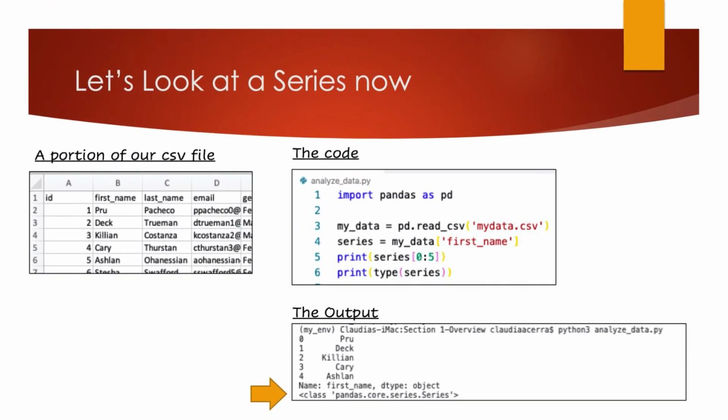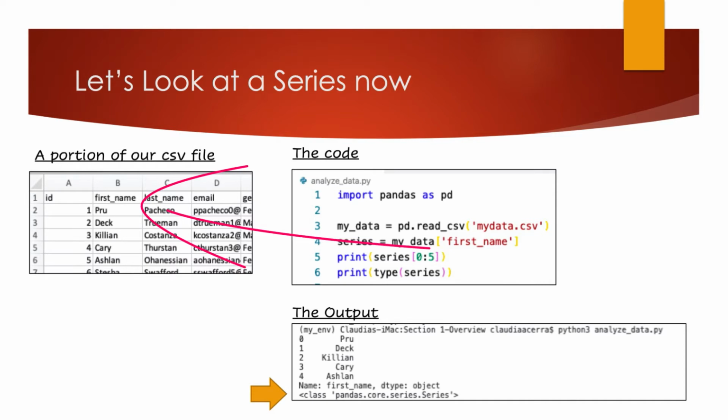All right, we looked at the data frame. Now let's look at the series, its cousin. So here's a portion of our CSV file. We have the ID, our unique identifier, in column A, first name, last name, email, and then it cuts off. So again, import Pandas as PD. my_data equals pd.read_csv, our method, and the name of our CSV file. Then series equals my_data. In square brackets, we give the name of the header of one of the columns.